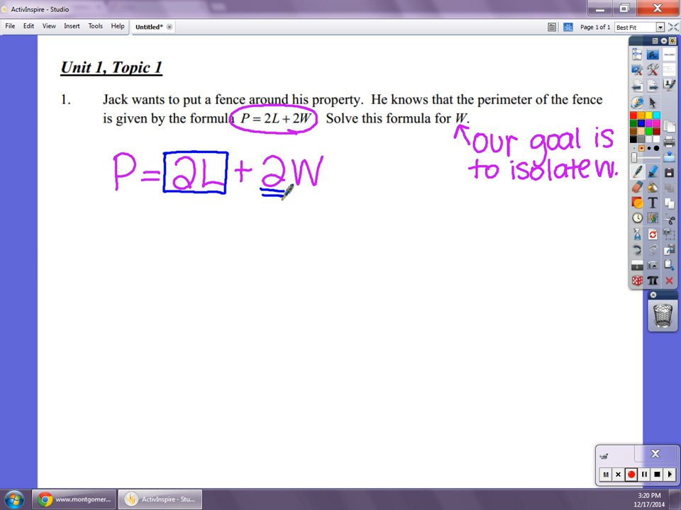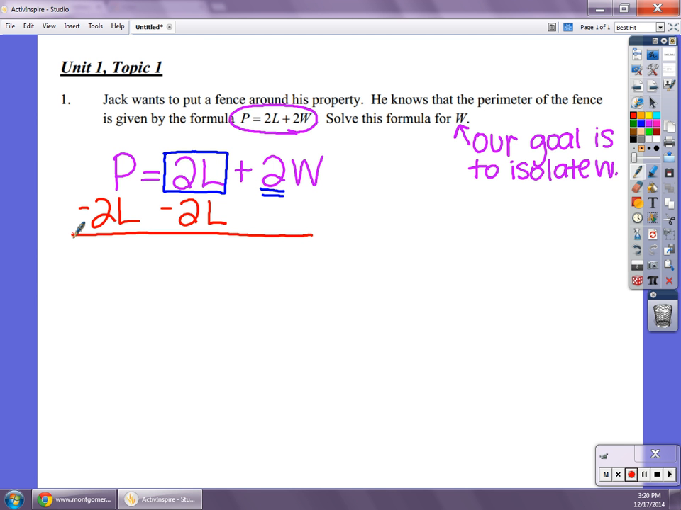What I notice is that 2L is a positive term. Therefore, to move it to the other side of our equation, we're going to need to do the opposite. We're going to need to subtract 2L. So we're going to use the subtraction property of equality and subtract 2L from both sides of our equation.